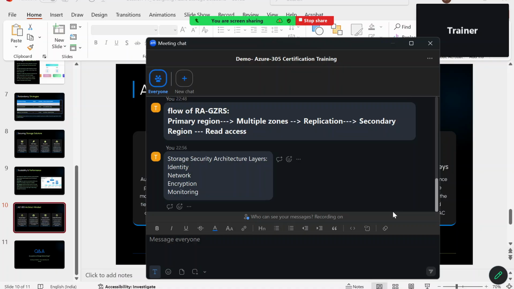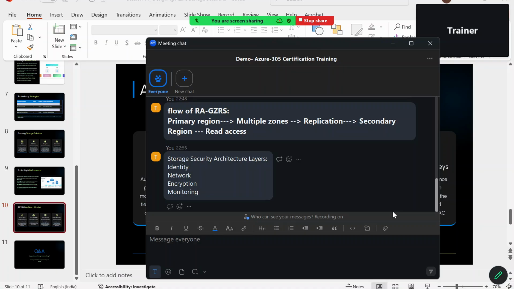And sixth, we looked at storage redundancy, one of the most important and heavily tested AZ-305 topics. We saw that there is LRS, ZRS, GRS, RA-GRS, GZRS, and RA-GZRS. Then we also looked at Azure managed disks: standard HDD, standard SSD, premium SSD, premium SSD v2, and ultra disks.